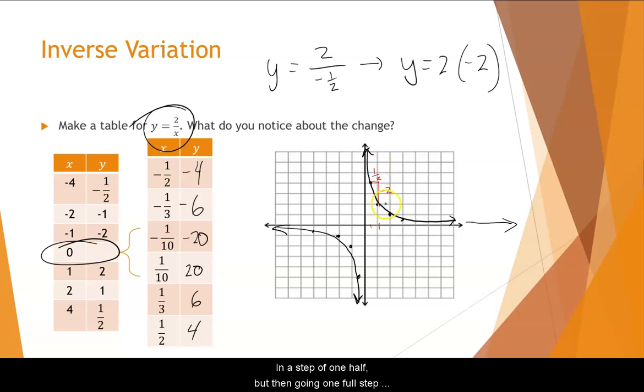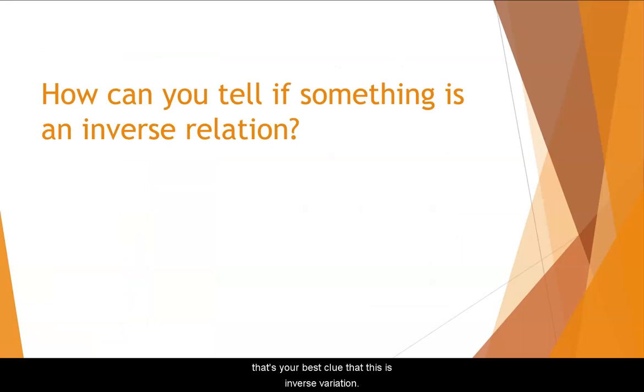But then going one full step, one might expect the decrease to be even bigger, but instead the decrease is just down 1. And on the next step, it's down 1/2, and so on, progressively smaller. So if you see this kind of inverse pattern, that's your best clue that this is inverse variation.